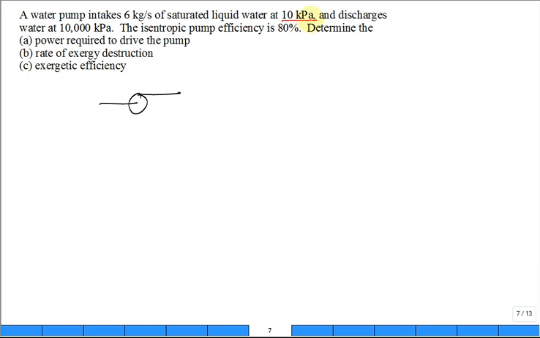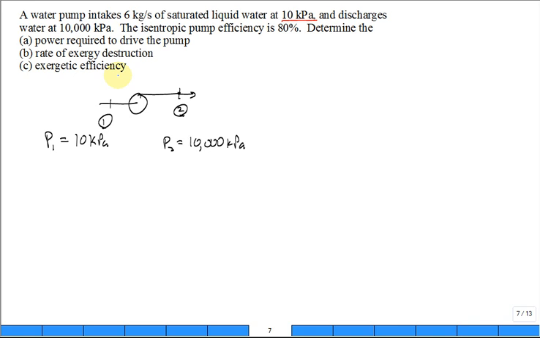Let's continue. So this is the inlet right here at 1, and we said the pressure at 1 is 10 kPa, and outlet 2, inlet 1, outlet 2, and the pressure at 2 is 10,000 kPa. And the question is, pressure at 1, 10 kPa, gauge or absolute?